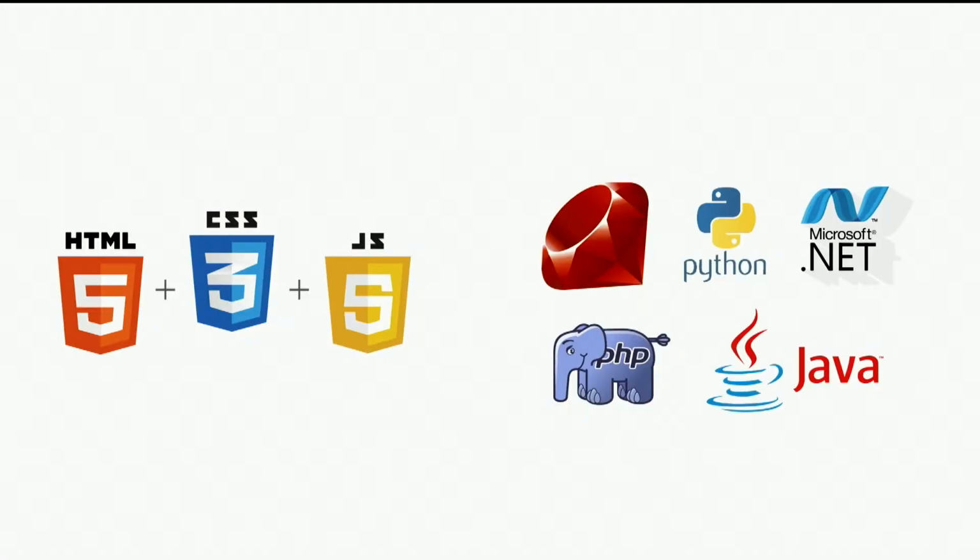And no, the ones on the left are front-end languages, the ones on the right are back-end languages is not an acceptable answer. It's true, but why? What do HTML, CSS, and JavaScript have in common with each other that they do not have in common with Ruby, Python, .NET, PHP, and Java? Yeah.